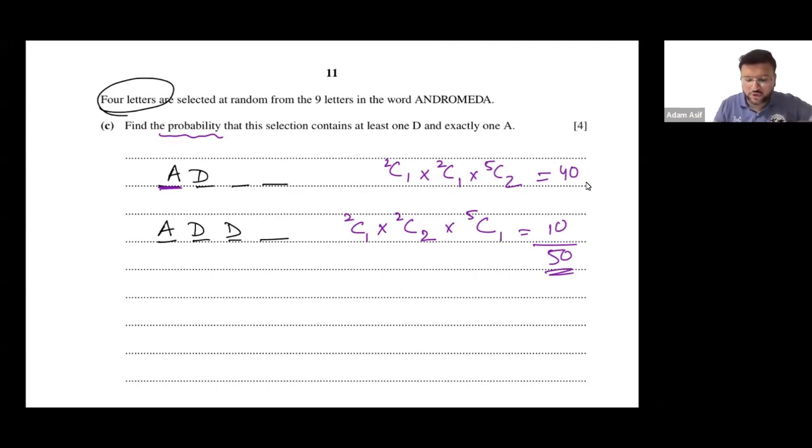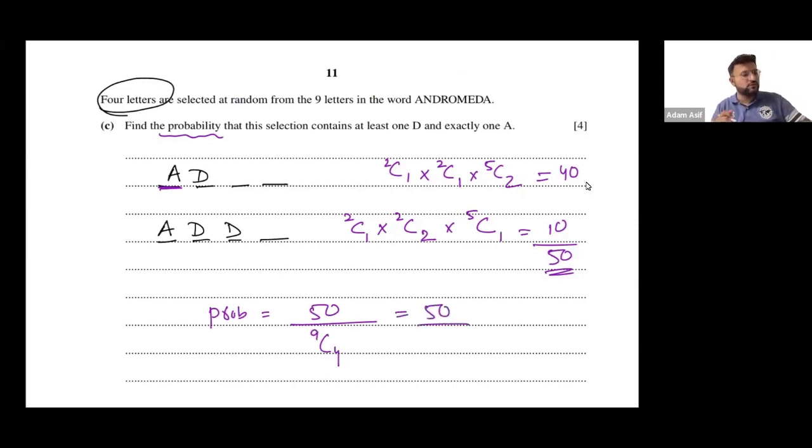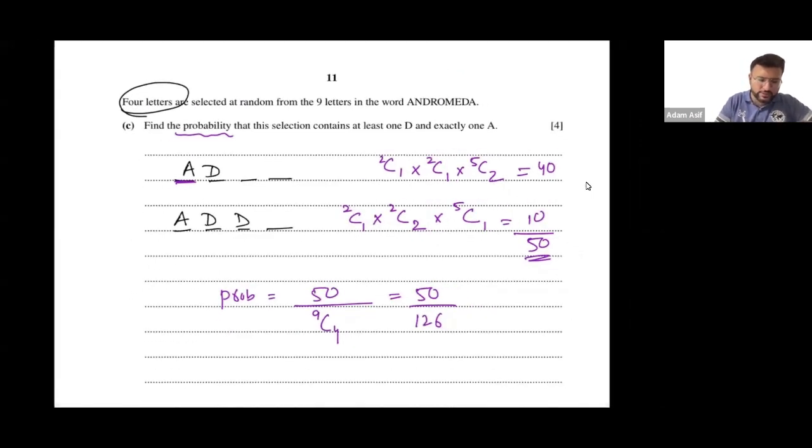But wait, we do not have to find the possible selection. We need to find the probability. Probability would be favorable outcome divided by the total outcome. Total number of selections without any restriction would be that there are 9 letters, select any 4 letters. So that is simply 9C4. And what is 9C4? 9C4 is 126. So the probability is 50 upon 126. If you simplify this, you get 25 upon 63. That's the answer.